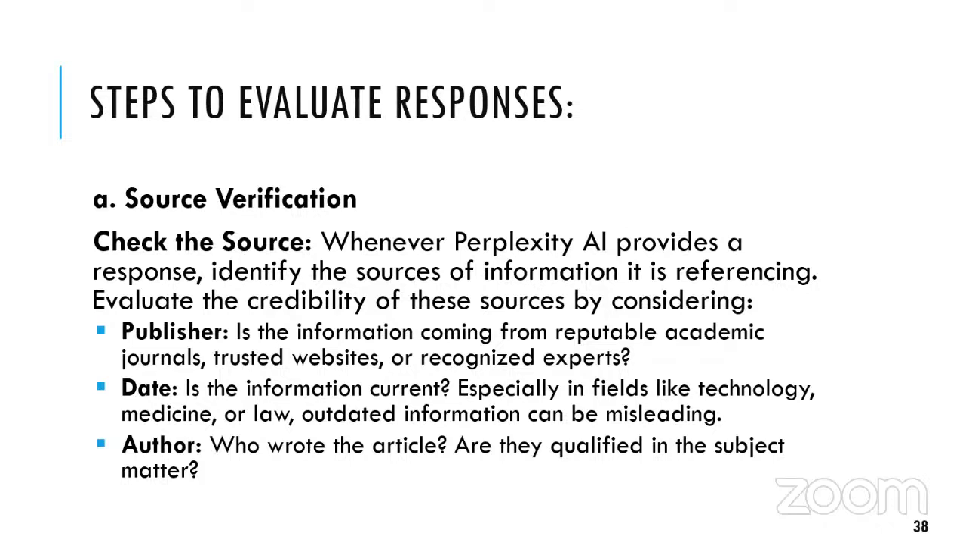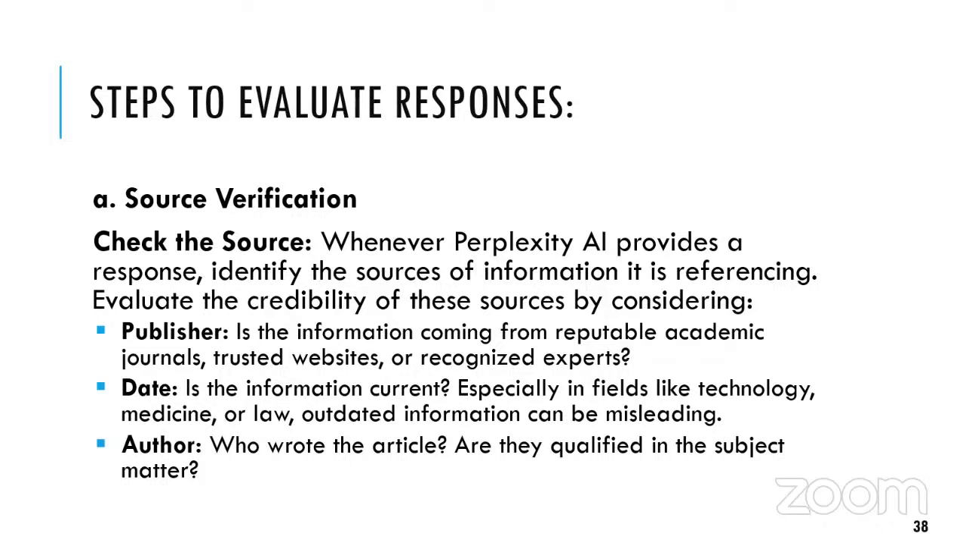Is the information current, especially in the field of technology, medicine, or law? Because outdated information can be misleading. Imagine a malaria research that was carried out in the year 1949 being referenced when you are looking for current information, and you want to apply that straight to what you are doing now. You can be sure that whoever applies that is ready to kill somebody.